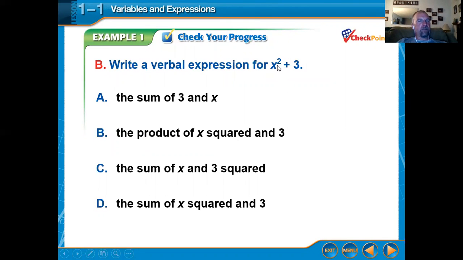I have a power of x, second power, or a square, and I'm adding 3. The sum, remember sum means addition, we'll talk about that in a second, of 3 and x? No, it's not just x, it's x to the second power, or x squared. The product of x squared and 3? No, because product, remember, means multiplication. The sum of x and 3 squared? Almost, but 3 is not squared, x is squared. So it's got to be D, right? The sum of x squared and 3.